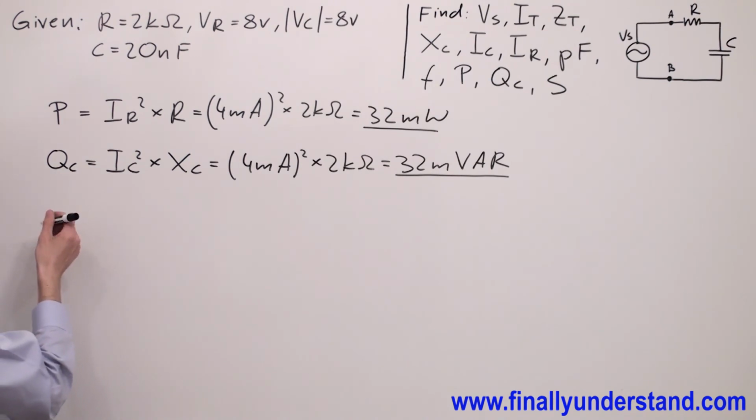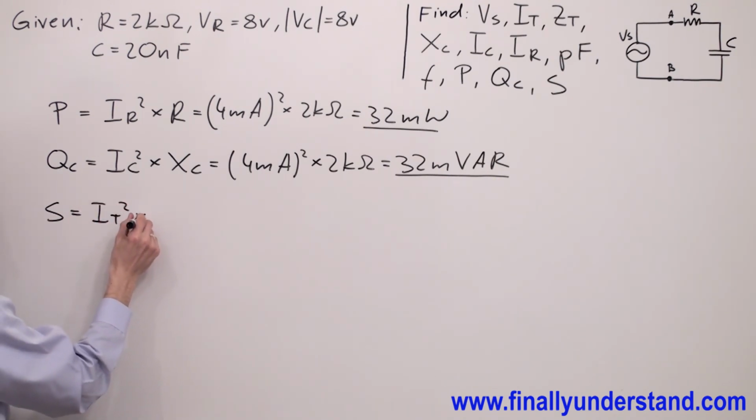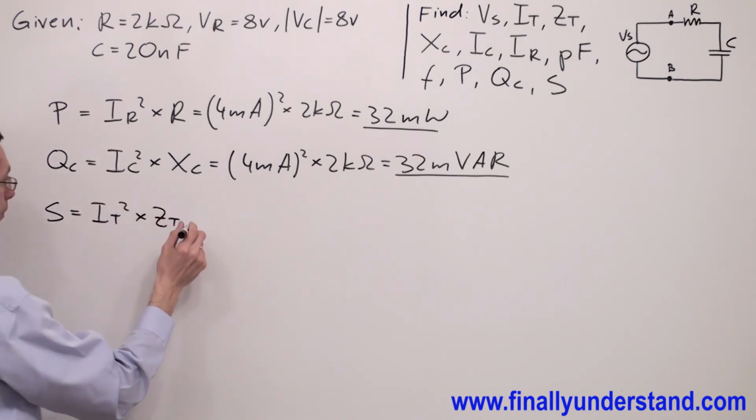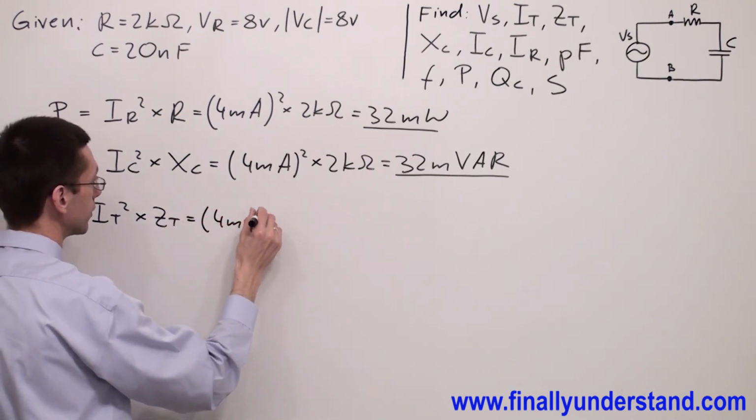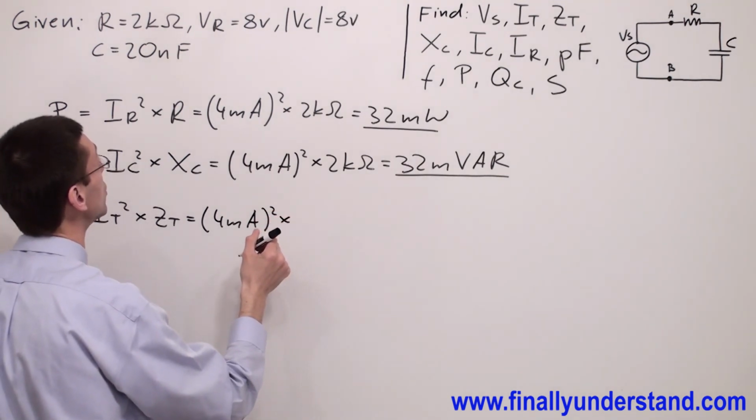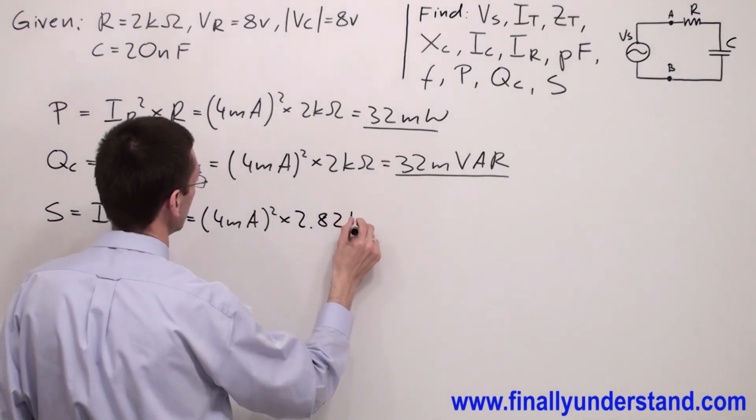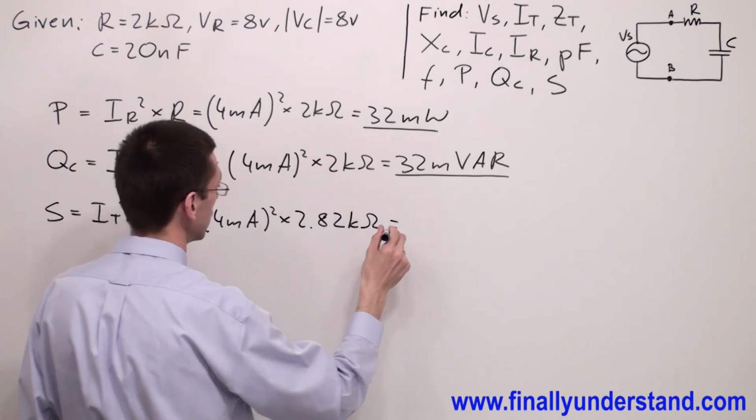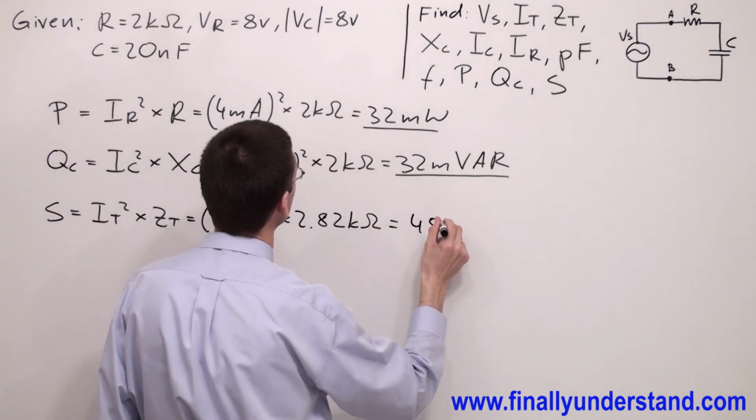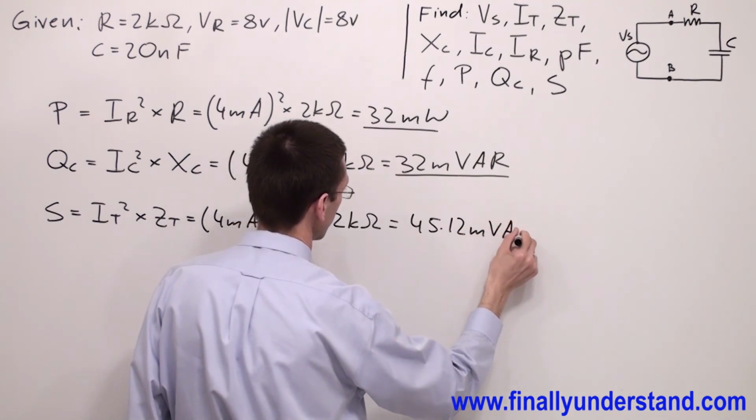Next, we're supposed to find the apparent power. S is equal to I total squared times Z total. This is equal to 4 milliamps to the second power times Z total, which is equal to 2.82 kilo ohms, and this is equal to 45.12 millivolt amps.